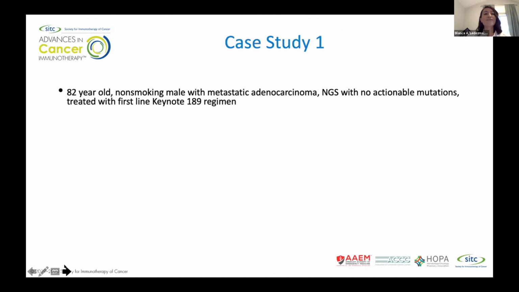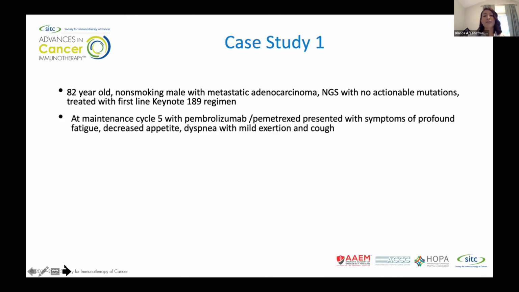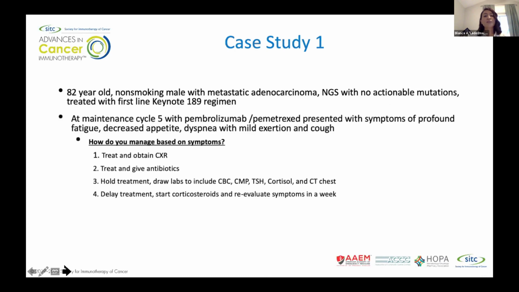So here we have an 82-year-old non-smoking male with metastatic adenocarcinoma. NGS was done with no actionable mutations, and he was treated first line with the Keynote 189 regimen. At maintenance cycle 5 with the pembrolizumab and pemetrexed, he presented with profound fatigue, decreased appetite, dyspnea with mild exertion, and cough. How do you manage based on symptoms?